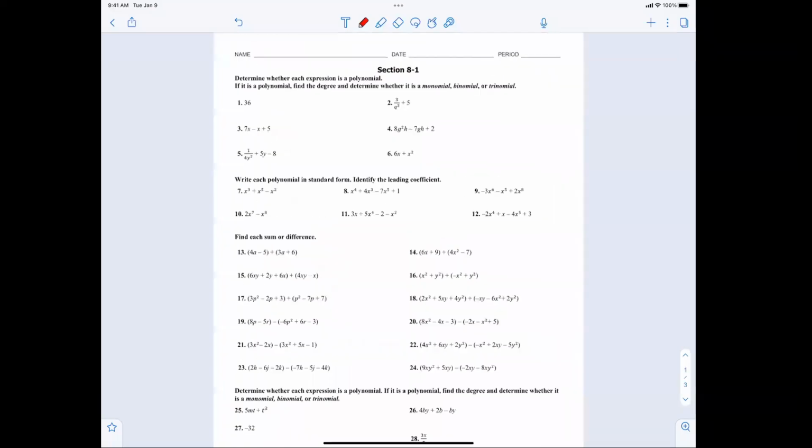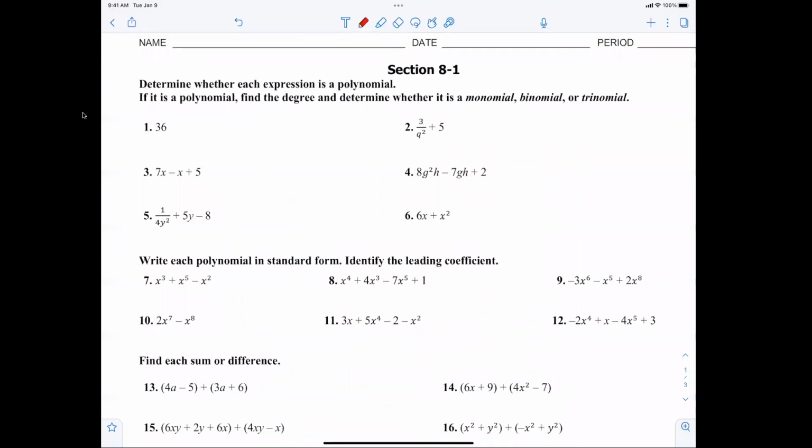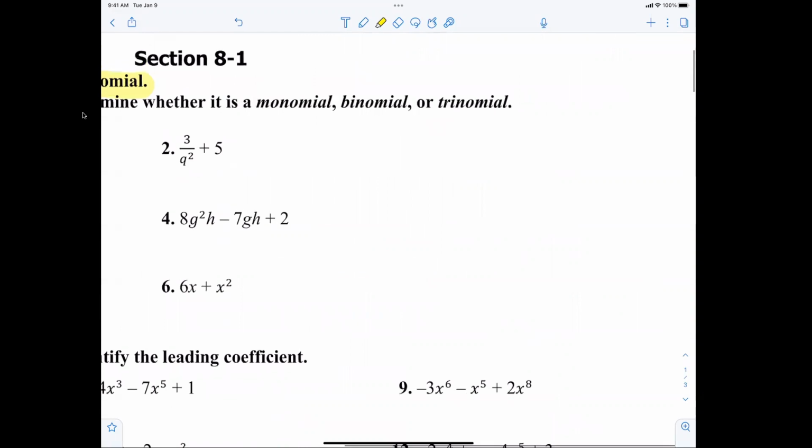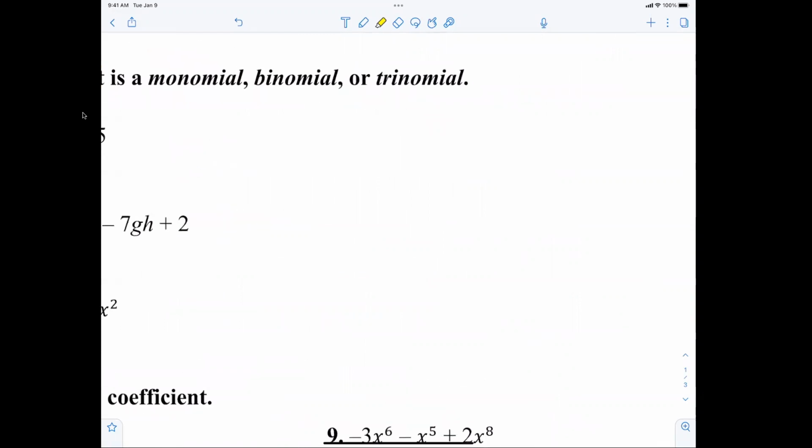Okay. All right. So let's first real quick, polynomial. Poly just means many. So it just means many terms. Now, recently, we've been just talking about monomials. Monomial just means a single term.